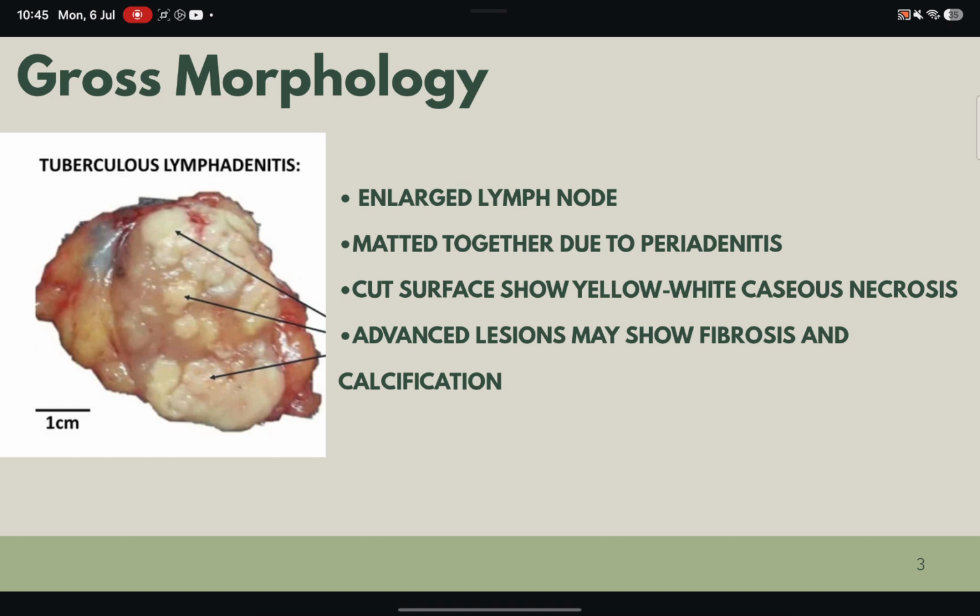Grossly, it shows enlargement of lymph nodes which are matted together due to periadenitis, that is inflammation of surrounding connective tissue causing them to stick. Cut surface shows yellow-white cheesy material known as caseous necrosis. In advanced and healed lesions, it may show fibrosis and calcification.